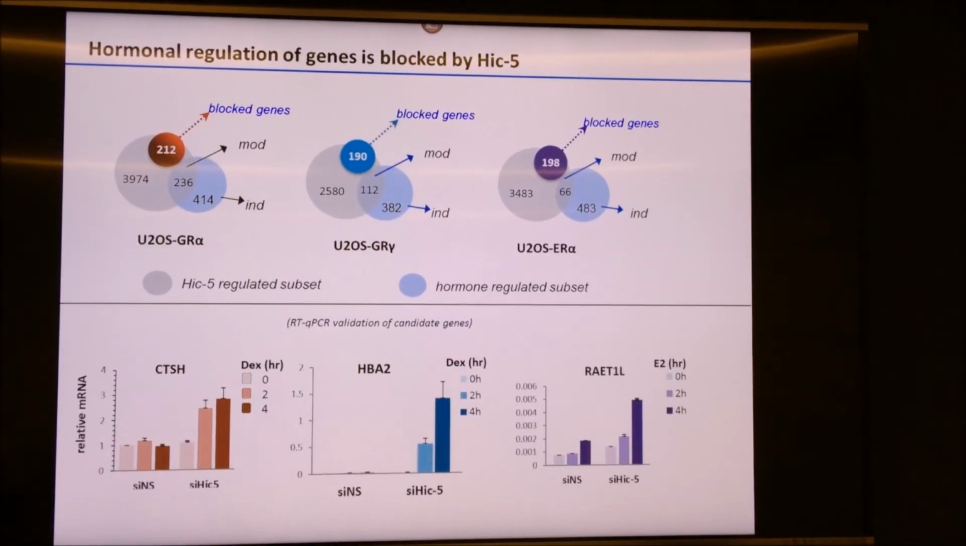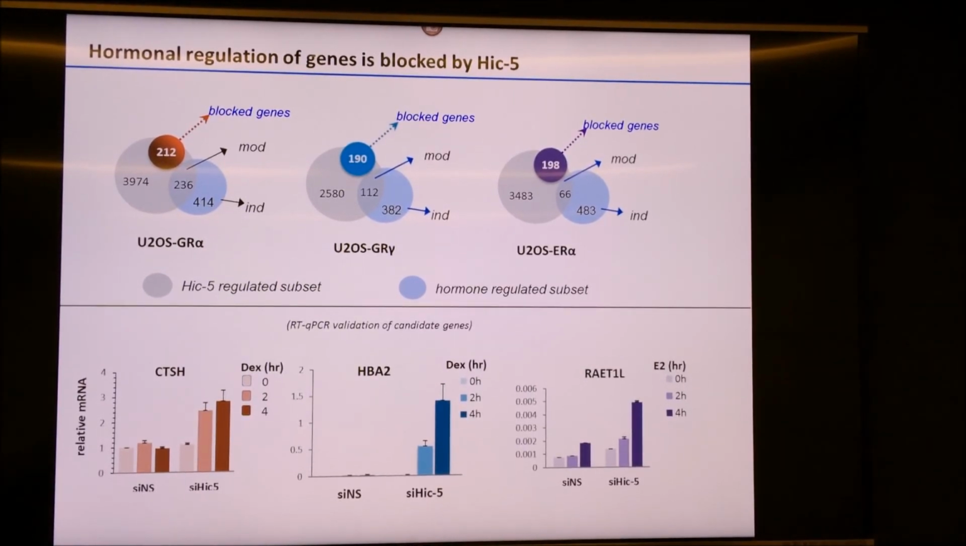These blocked genes were not just unique to the GR-alpha cells. We found, similar to GR-alpha, a subset of HIC5 blocked genes in cells that were stably expressing either GR-gamma or ER-alpha. Many genes remained unregulated by their respective ligand in these cell types when HIC5 was present. However, when we depleted HIC5, these genes now became robustly activated by ligand.